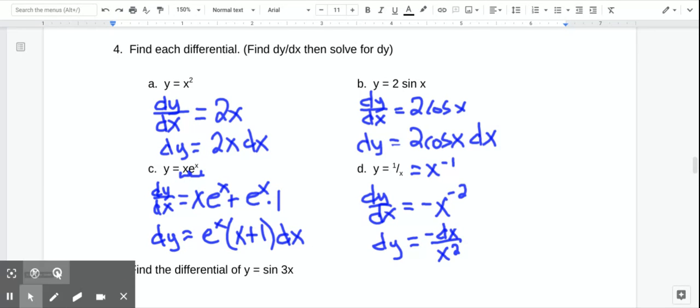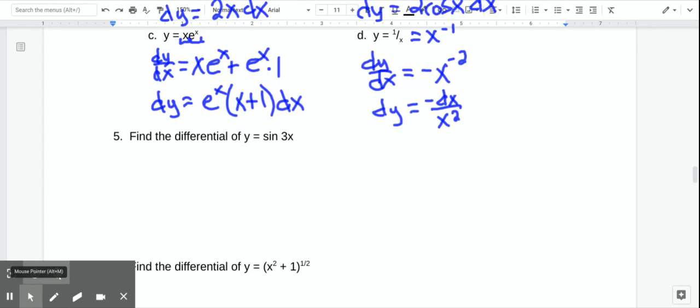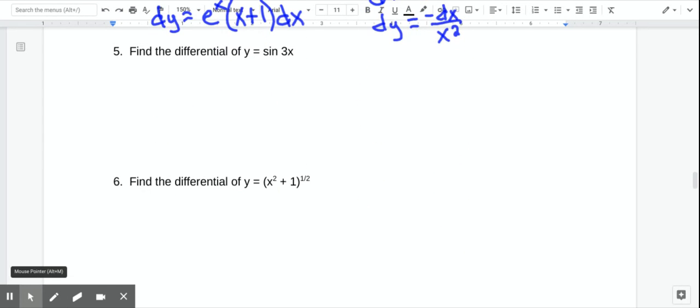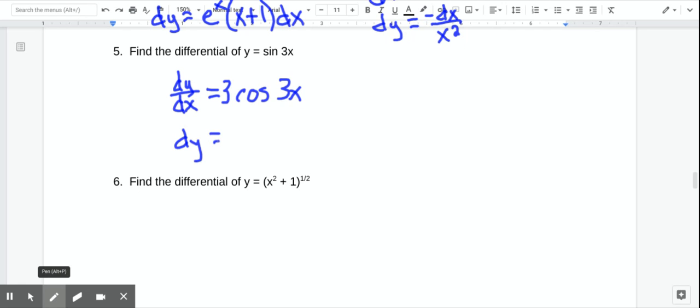All right, let's just keep moving through these because these go pretty easily. We want to find the differential of y equals sine 3x. So we want to take the derivative of y with respect to x, which is dy dx. Derivative of sine 3x is cosine 3x, and then we have a chain rule, so we need to multiply by 3. And then multiply both sides of the equation by dx, and we get 3 cosine 3x dx.